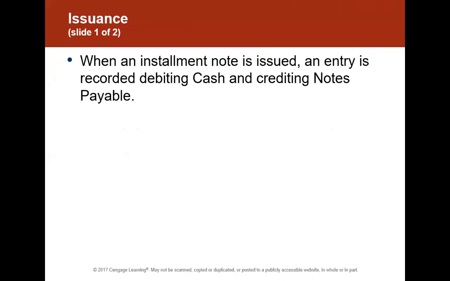So when an installment note is issued, if we're actually borrowing cash, then we would debit cash and credit notes payable. So it's still a notes payable. It may just be a different type. We could be debiting equipment or something like that too.